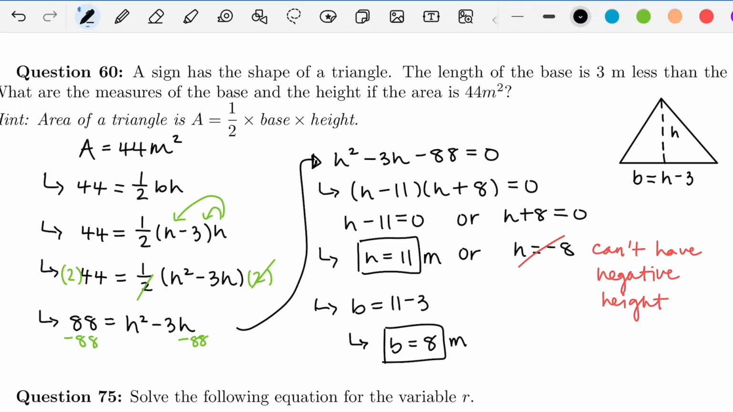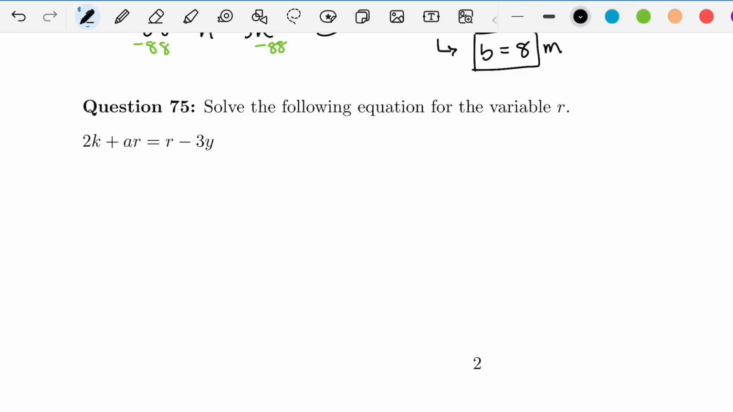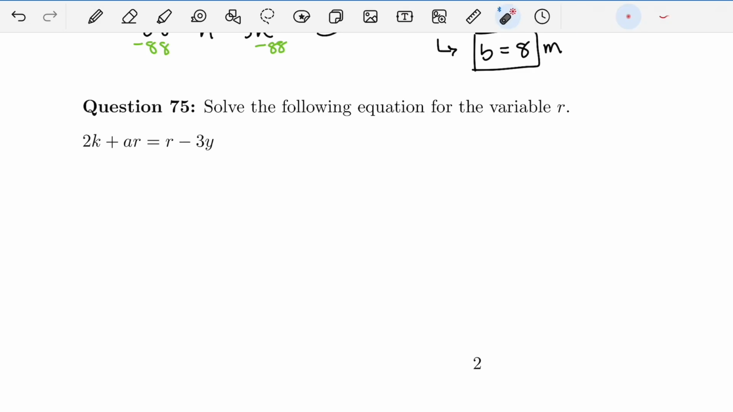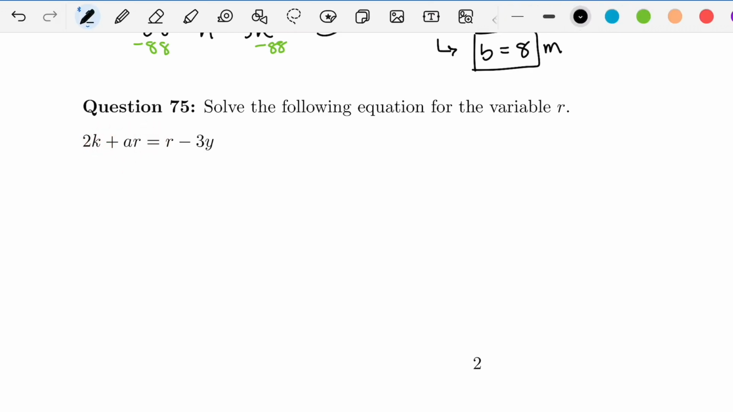All right, so for the last question in this section, we want to solve this equation here for our variable r. So as we can see, we have r terms on both the left and right hand sides of our equation, so it'd be a good idea to get them on the same side of our equation. So that'll be our first step here. So what I'll do is I'll subtract r on both sides. I'm going to be left with 2k plus ar minus r is going to be equal to negative 3y.